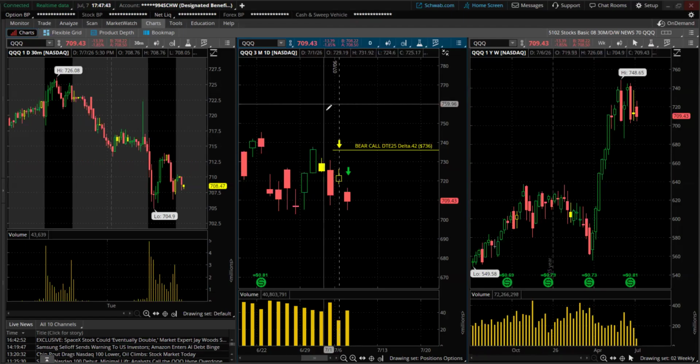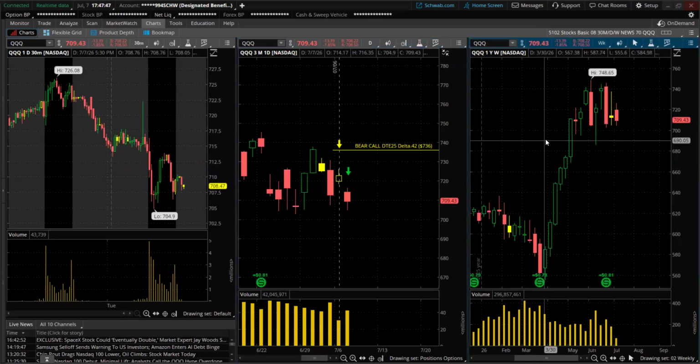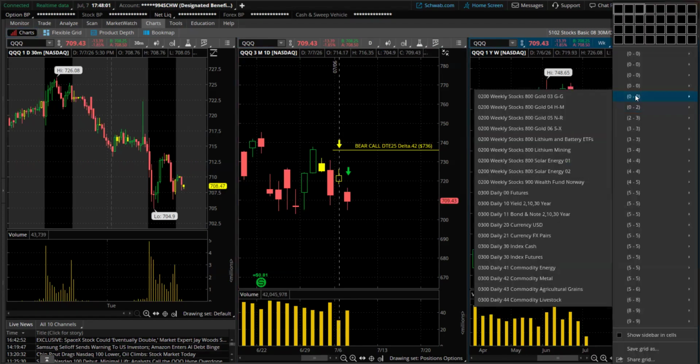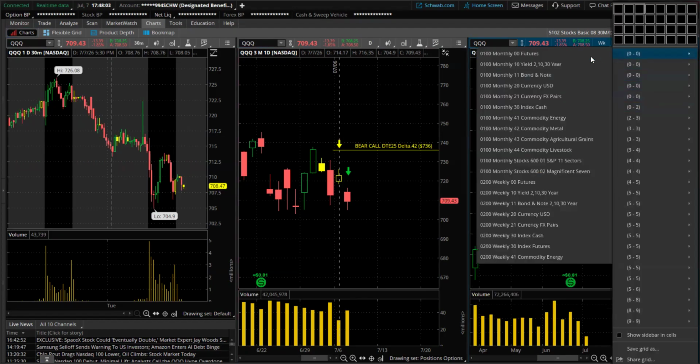I want to show you, again, far right, the QQQ weekly. Lower high, lower low, big red candle. The week's not done until the close of Friday. Gap down this morning. Let's go back to the broad market to show you what's currently going on, and then we'll be done.